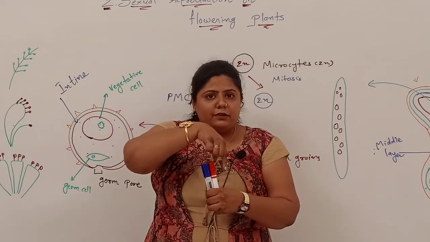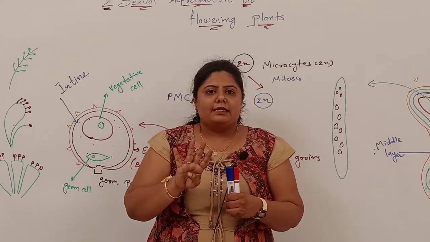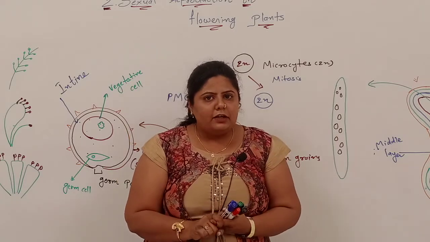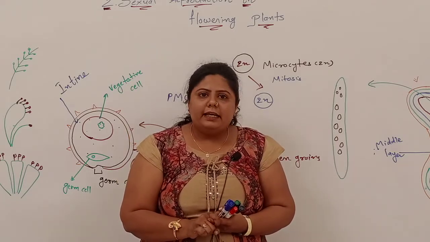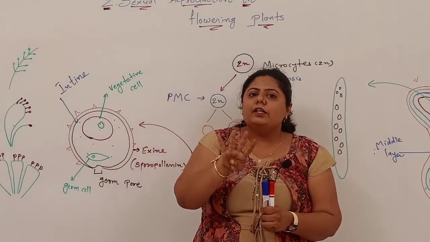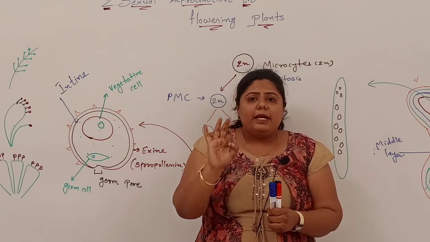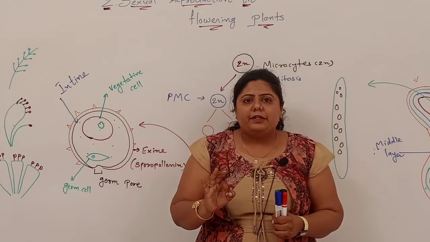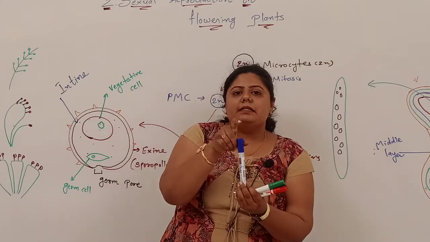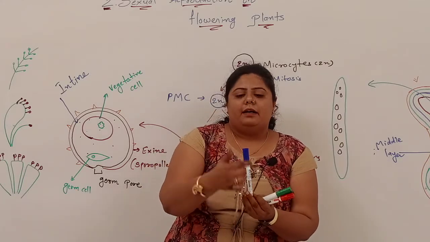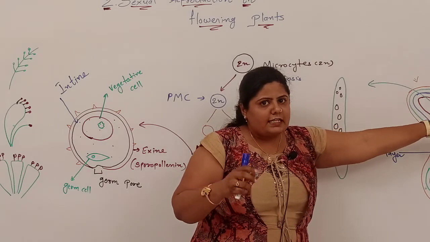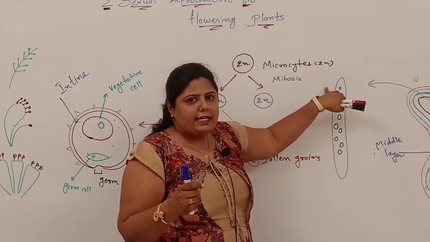So microsporangia contains 4 layers. Outer epidermis, second endothecium, third middle layer. These 3 layers are protective in nature, but the 4th layer, tapetum, provides nourishment to pollen grains. And after the tapetum, directly there is the sporangia. As you can see, this is sporangia, this is a transverse section, this is a longitudinal section.